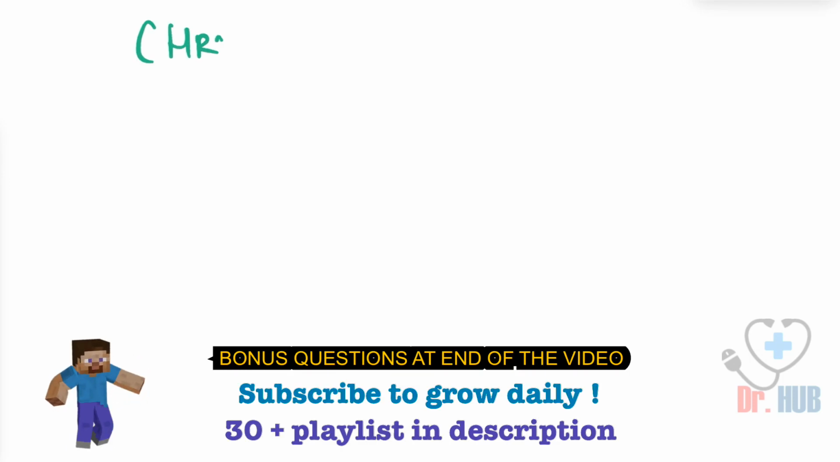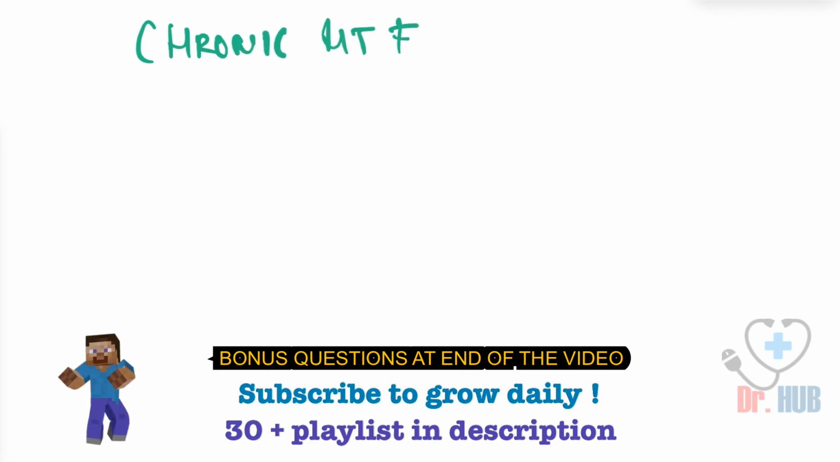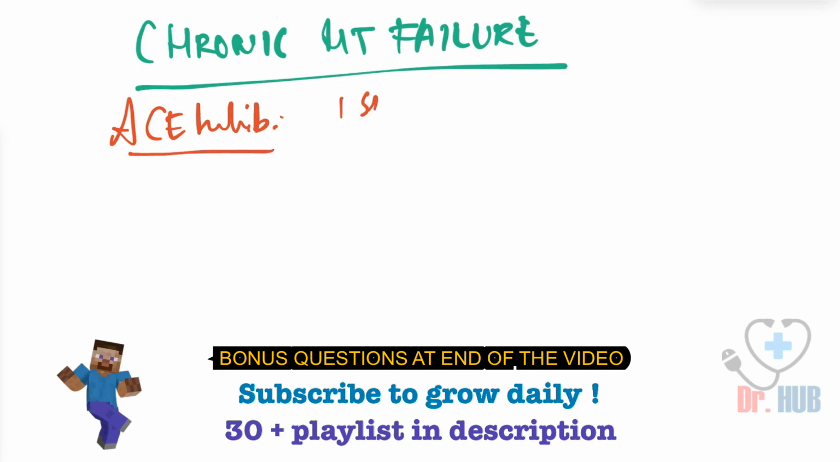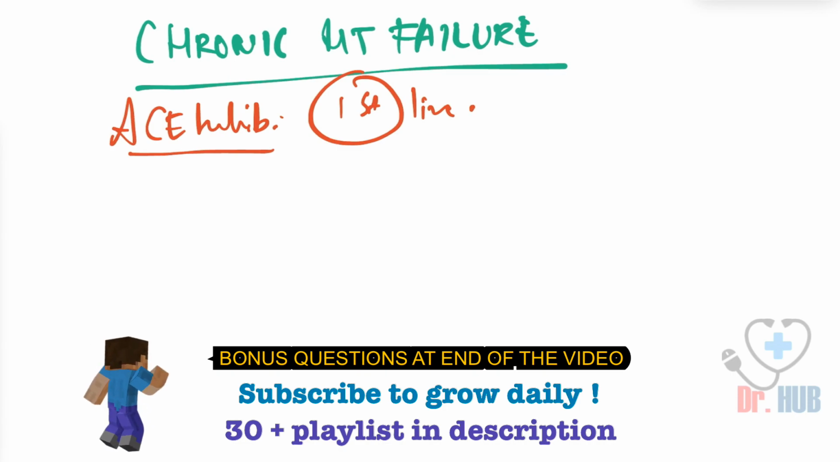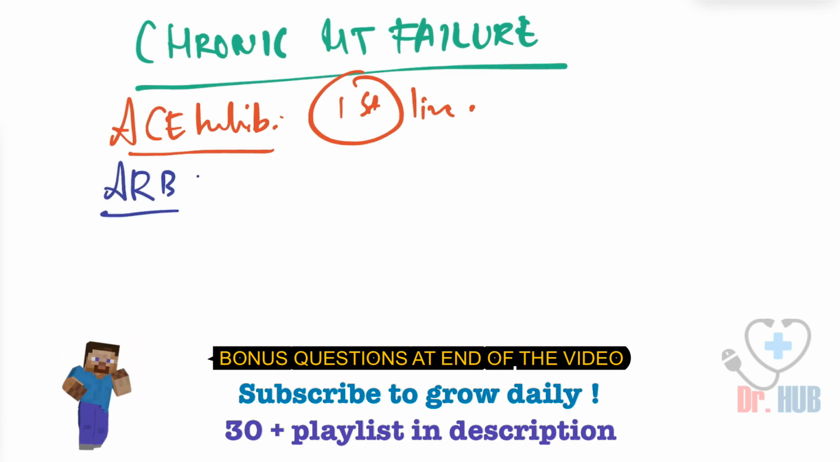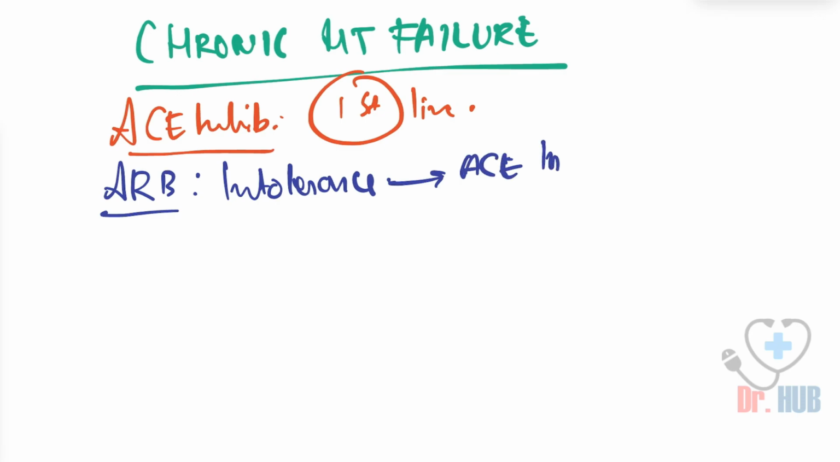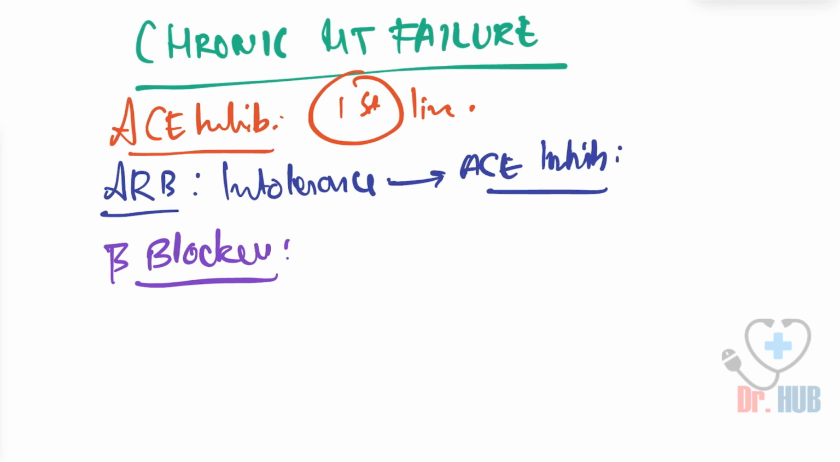We look at chronic heart failure. Under this, first we are looking at the ACE inhibitors. ACE inhibitors are the first line therapy. Then what about the ARBs? The ARBs are used in case of intolerance. If the patient is intolerant to the ACE inhibitors, then we use the ARBs. Then we look at the beta blockers. Beta blockers are again the first line therapy.